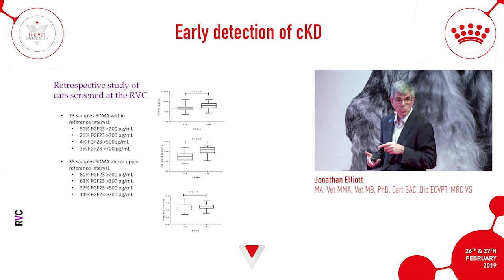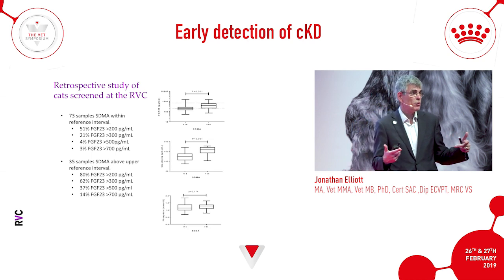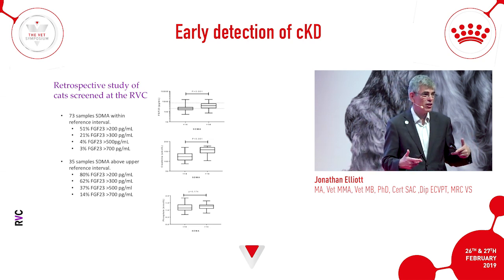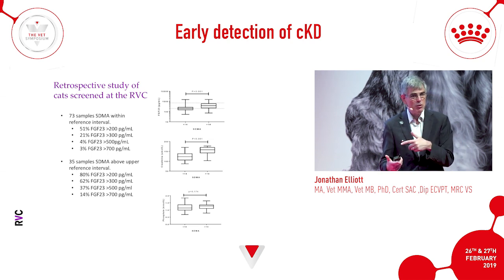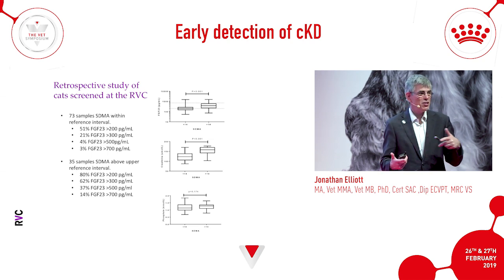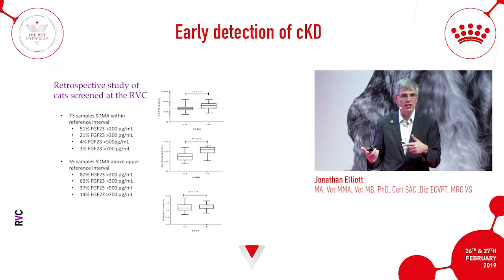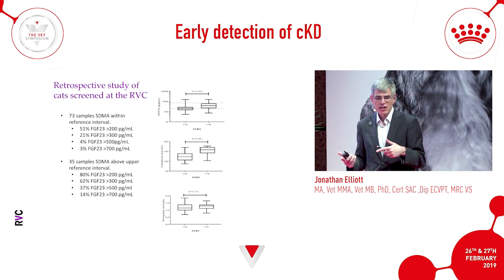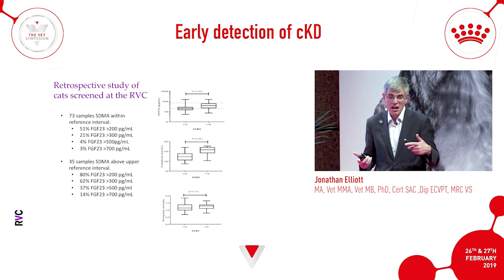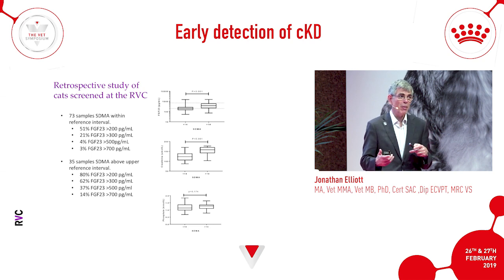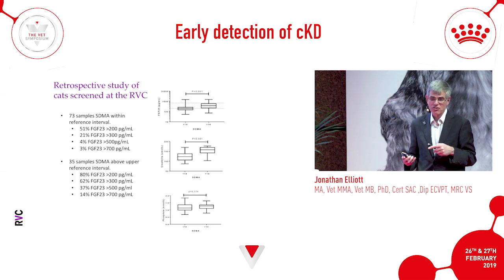Well, about 62% of those. And that would suggest to me that those cats are overloaded with phosphate and should benefit from being phosphate restricted. So now, perhaps we're moving towards a situation where we can target some treatment on those cats that have an early diagnosis of chronic kidney disease. The cats that are below 300 probably don't benefit from having phosphate restriction at that stage.